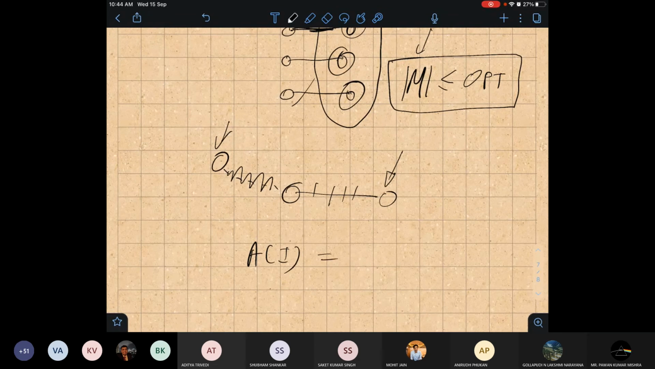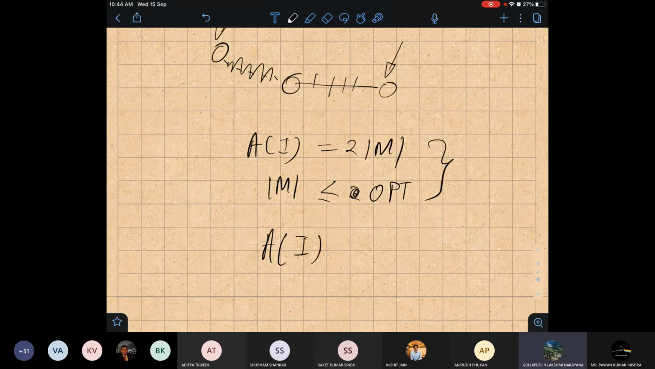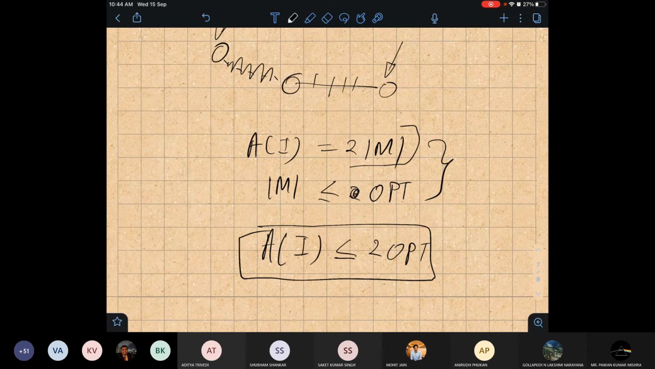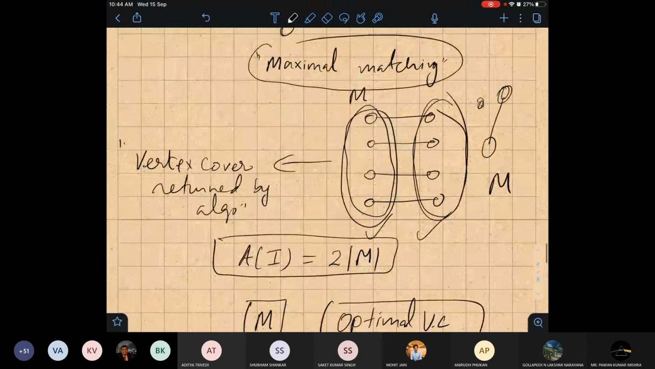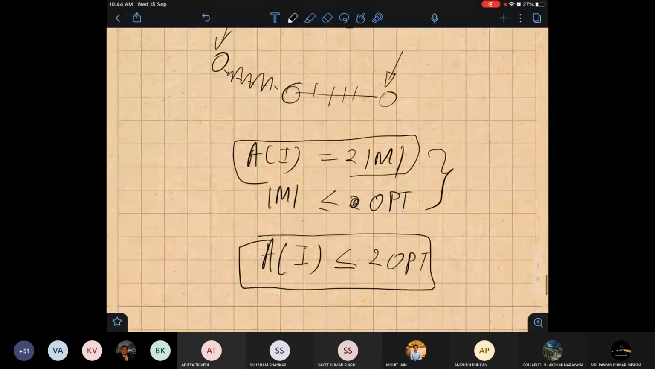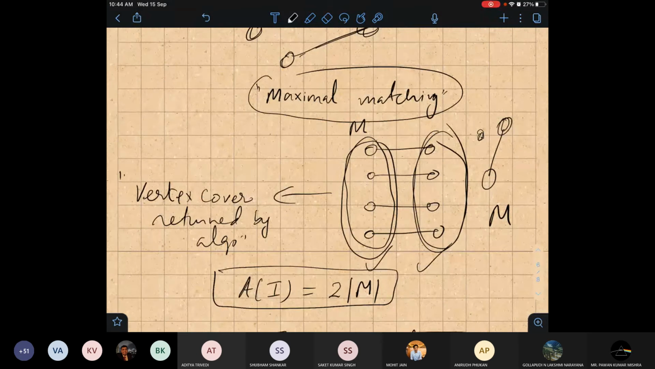So what we found is that the algorithm's output A(I) is 2 times M, and M is at most optimal. This is my algorithm: I will find a maximal matching first. Then from this maximal matching, I will take both endpoints corresponding to each edge in the matching. I'll pick these 2 nodes in my algorithm.